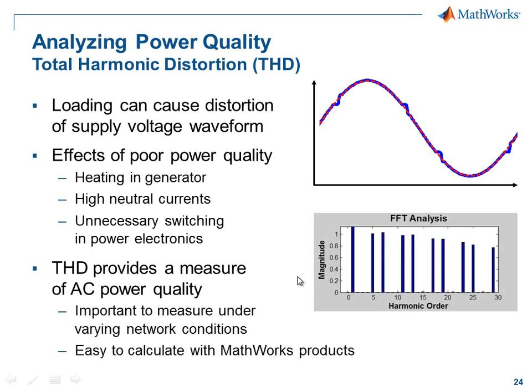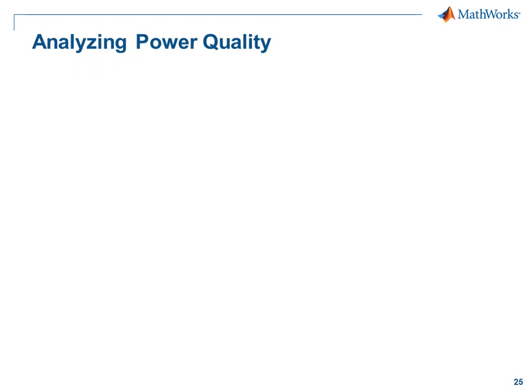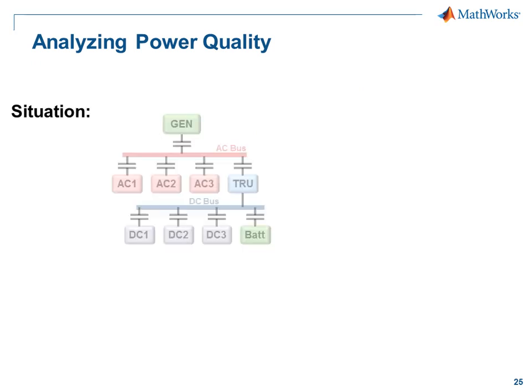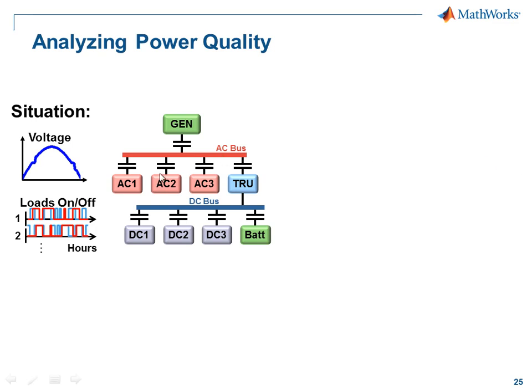Total harmonic distortion provides a measure of AC power quality. It is important to measure this under varying network conditions because the power quality will vary depending upon which components are turned on and turned off. It's easy to measure this using MathWorks products, and we can automate this and test under a wide range of conditions. In this demonstration, we're going to see how we can analyze power quality using simulation. We have a model of an aircraft electrical network. Due to the different loads in the network, the voltage waveform produced by the generator is distorted. This causes a degradation in power quality.